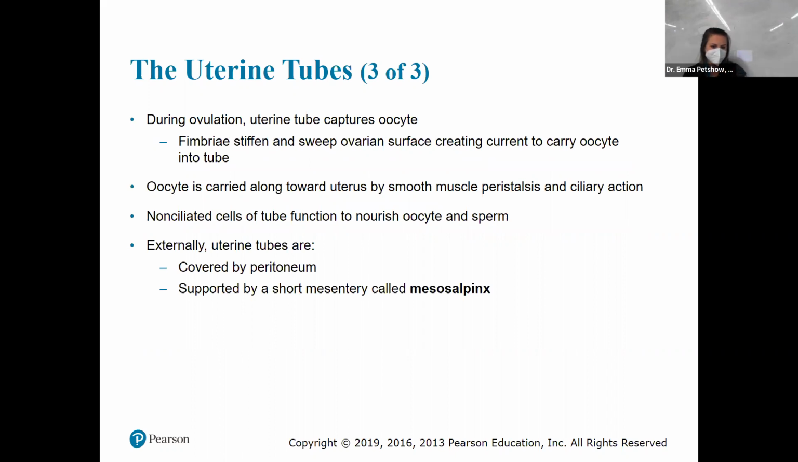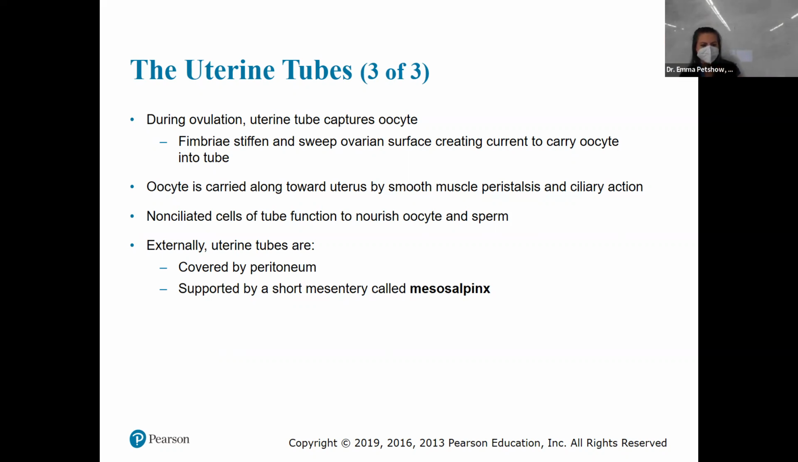So during ovulation, that's when you're going to capture that oocyte, carried down via peristalsis and ciliary action. So it does have peristaltic contractions and cilia that move those eggs down. The non-ciliated cells present have the purpose of providing some type of nourishment. So they're metabolically active in providing nutrients that are necessary for the egg and sperm, the fertilized gamete. Or oocyte and sperm, they're not a gamete yet.